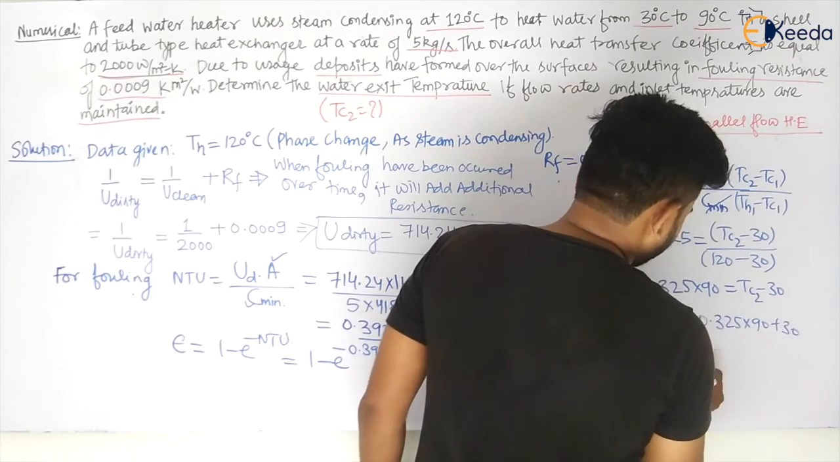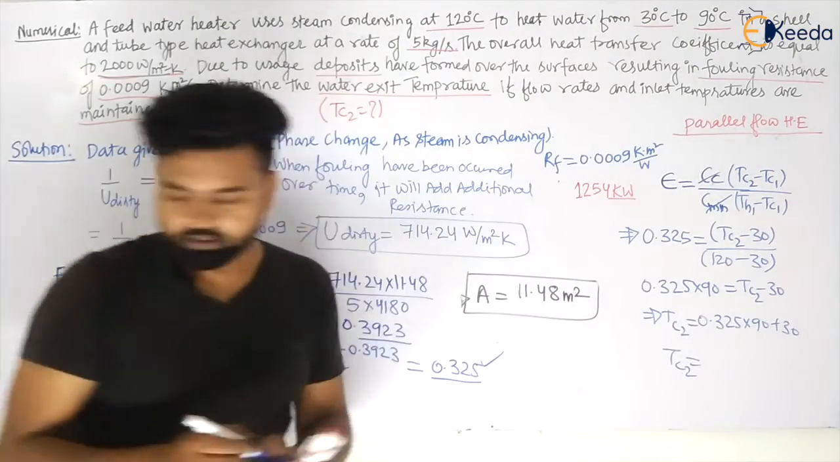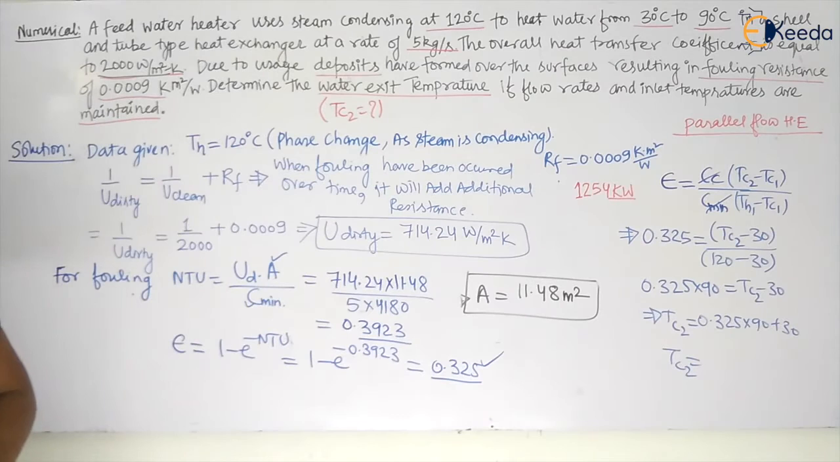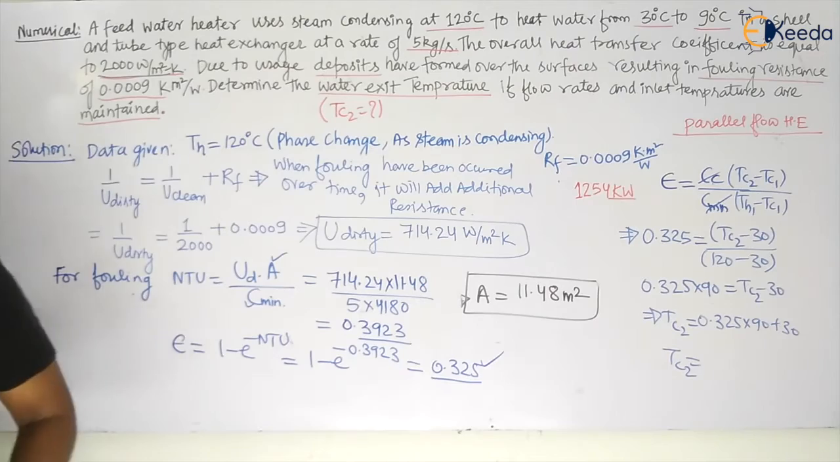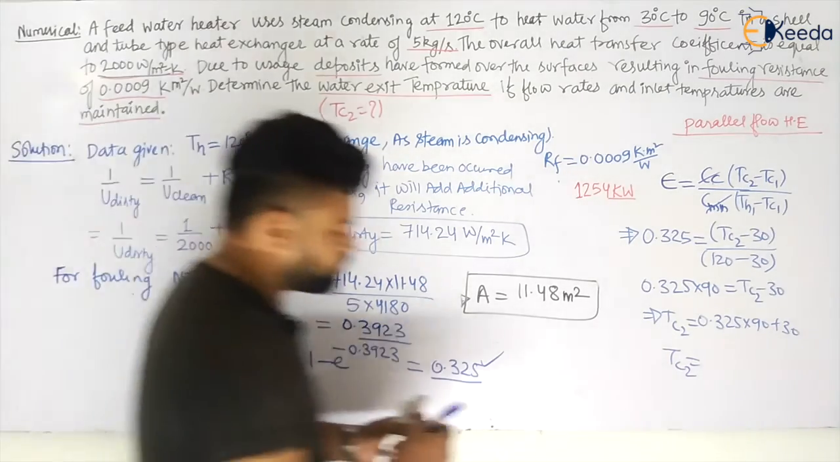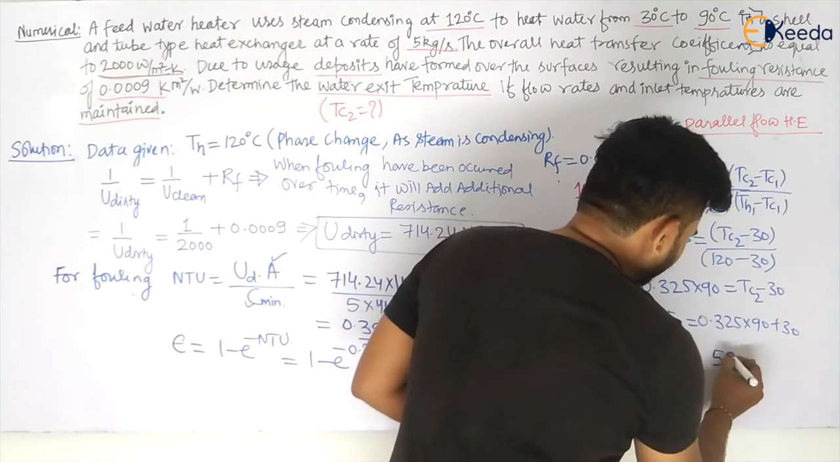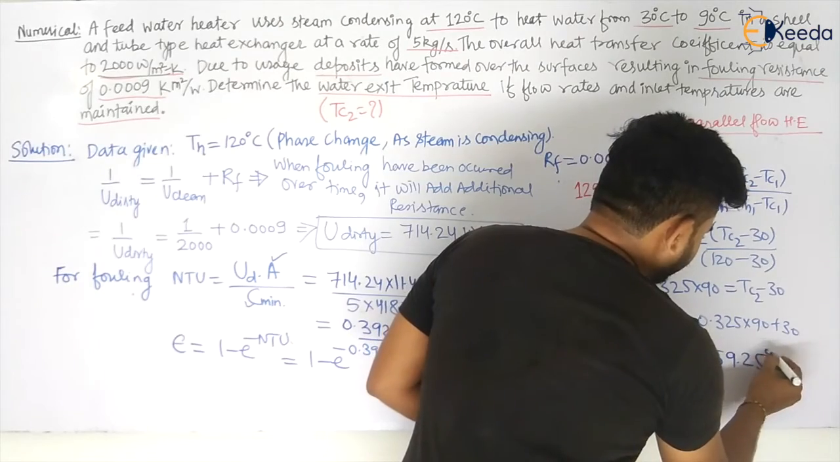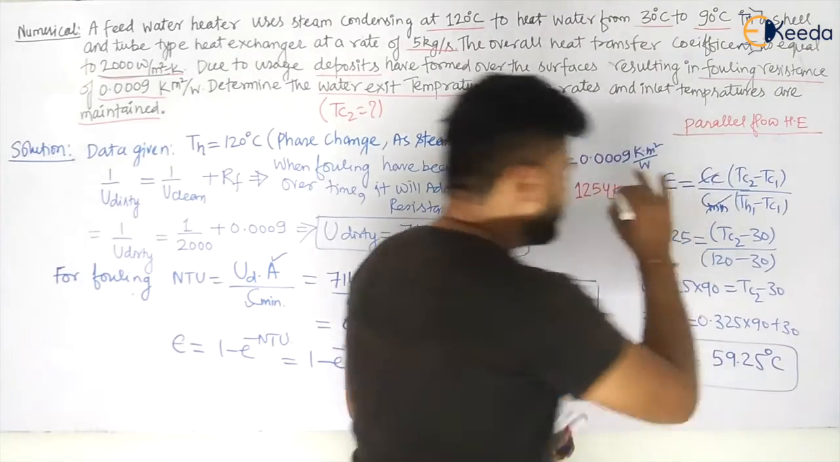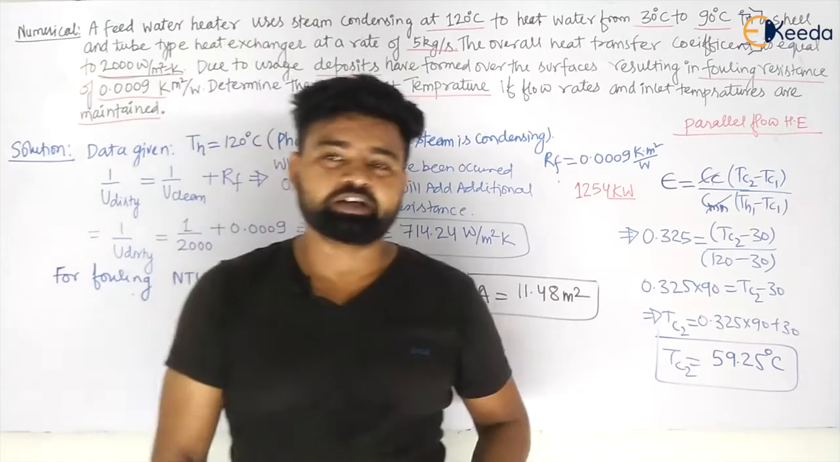So TC2 will be equal to how much? Let us see. 0.325 into 90 plus 30, my dear students. So this will be 59.25 degrees Celsius, my dear students. So we have calculated the outlet temperature.